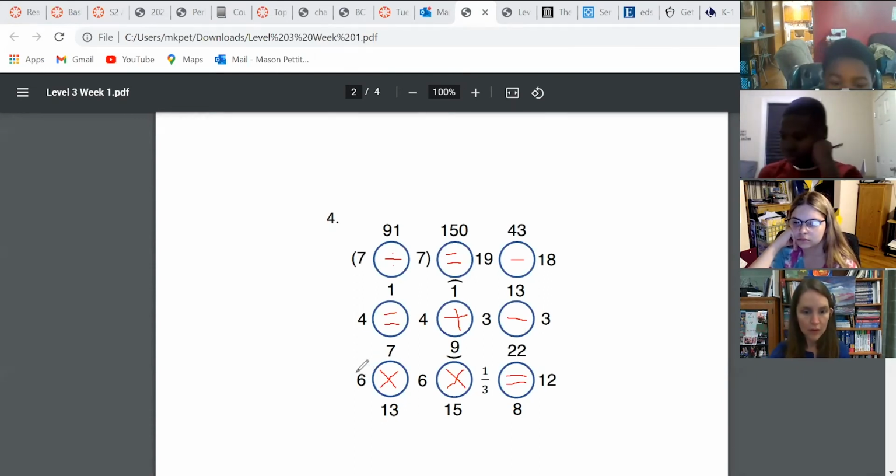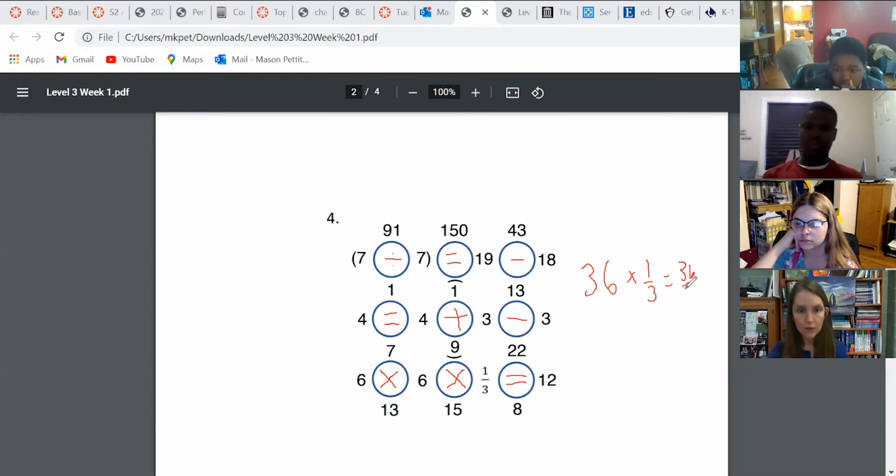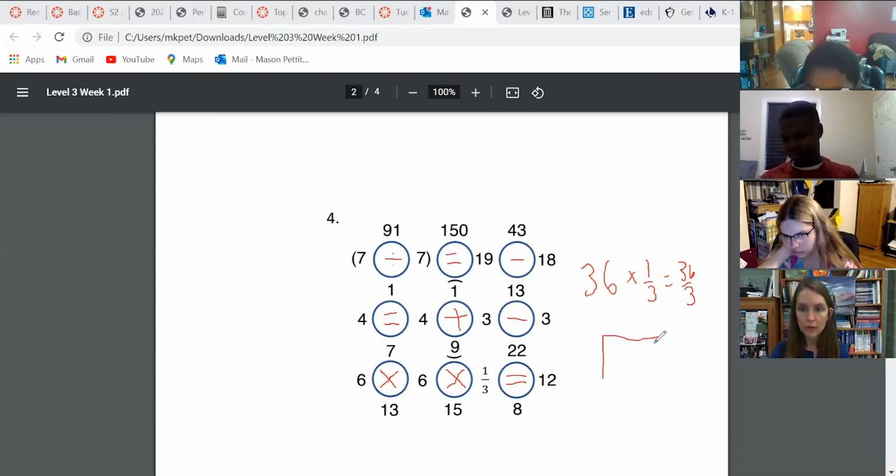So 6 times 6 gives us 36 times 1/3. And if you ever multiply a fraction, that's the same thing as dividing by that number. So 36 would be in the house. Oh, okay, we can multiply it out like that too. So we can multiply straight across, giving us 36 over 3. And that's the same thing as saying 36 divided by 3. So we'll put 36 in the house and 3 on the outside.